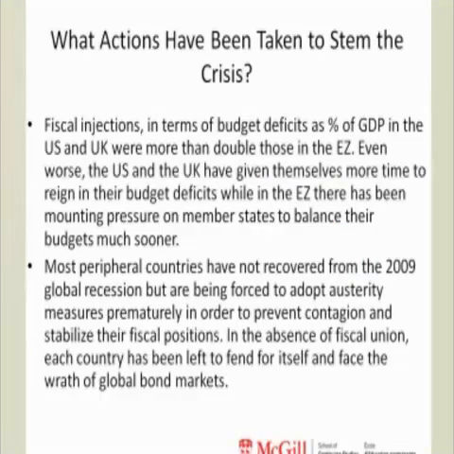Fiscal injections in terms of budget deficits were less than half in the Eurozone and most peripheral countries. Not only this, but the United States and the UK allowed more time for these budget imbalances, budget deficits, to be resolved. Whereas the Eurozone started putting a lot more pressure on the countries to cut their deficits in order to go back to the Maastricht rules of balanced budgets and low debt to GDP ratios.